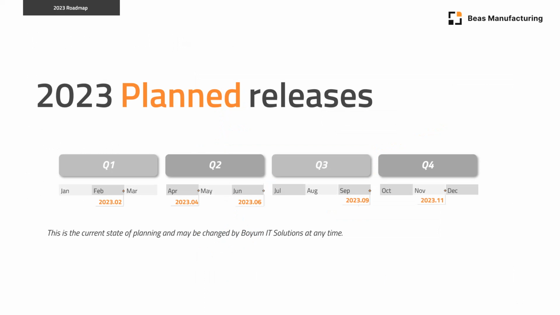This concludes the summary of the fixes and improvements introduced with Beas Manufacturing 2023.06. We'd like to invite you to download this latest upgrade and also try the new design released with the previous version. According to our release roadmap, our next version will be 2023.09 to be released at the end of September.